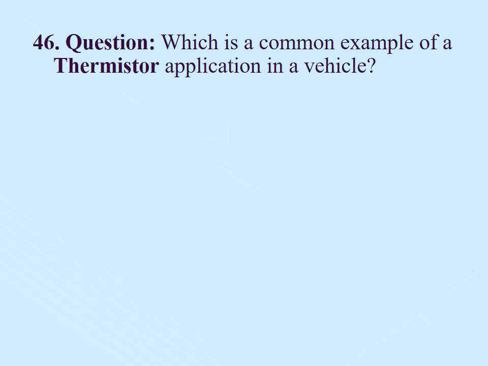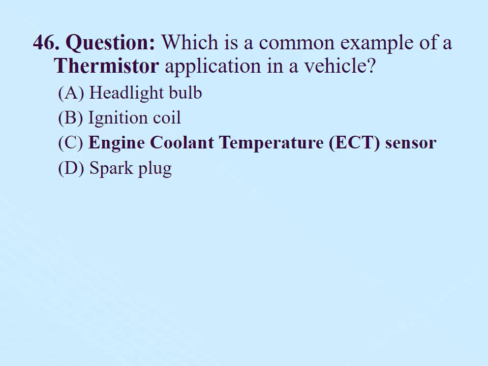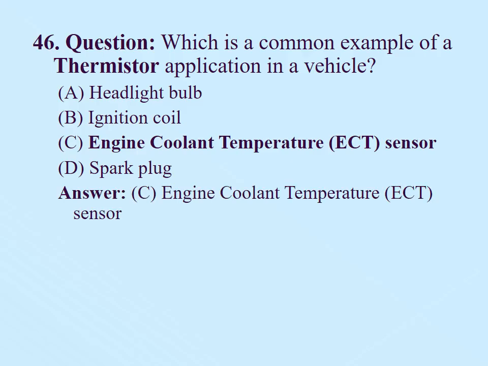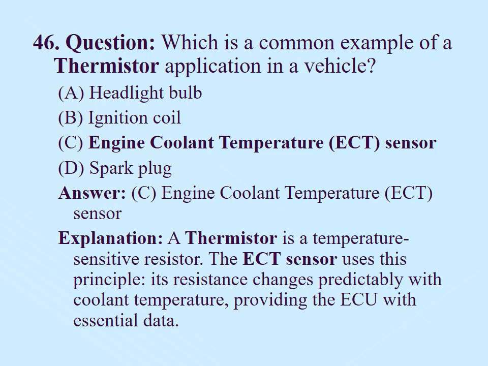Question number 46. Which is a common example of a thermistor application in a vehicle? Option A, headlight bulb. Option B, ignition coil. Option C, engine coolant temperature ECT sensor. Option D, spark plug. Answer is option C, engine coolant temperature ECT sensor. Because a thermistor is a temperature sensitive resistor, the ECT sensor uses this principle. Its resistance changes predictably with coolant temperature, providing the ECU with essential data.